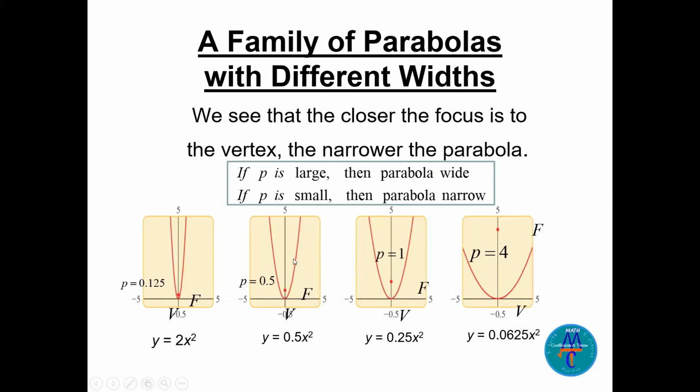This is to show you if we have large p and small p. See, if we have a parabola here, y equals 2x squared, the p is 0.125, as we did in the example. If p is large, then the parabola is wide. If p is small, then the parabola is narrow. So this p here is 0.125, this p is 0.5, this p is 1, this p is 4. You see, if it is a big number, it will be wider.